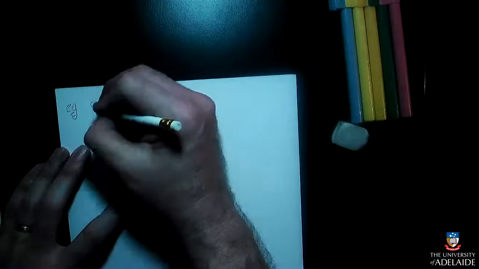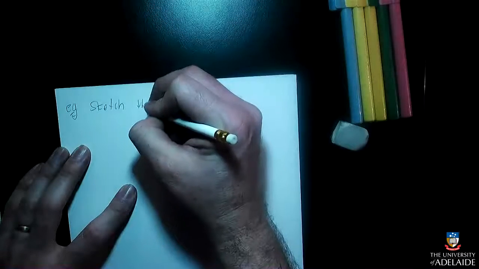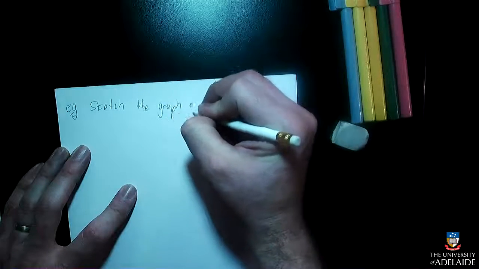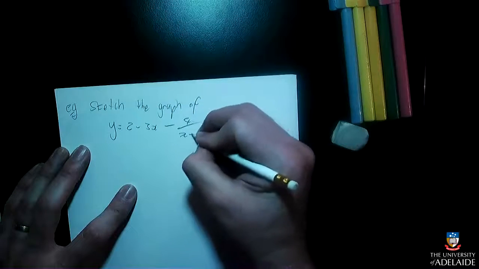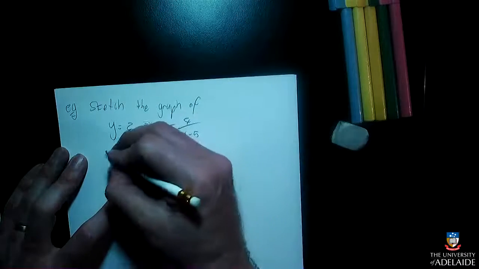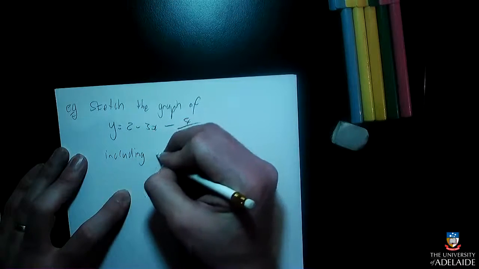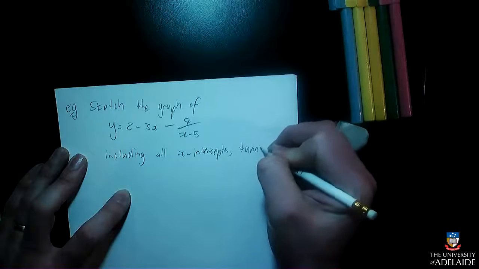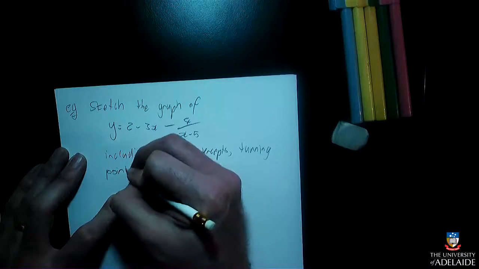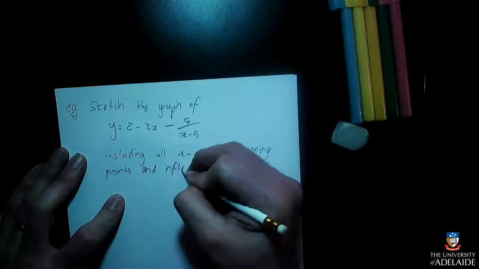First I'm going to finish the example I started in the previous lecture that I ran out of time to finish. It was: sketch the graph of y equals 2 minus (3x minus 4) over (x minus 5), including all x-intercepts, turning points, and inflection points.